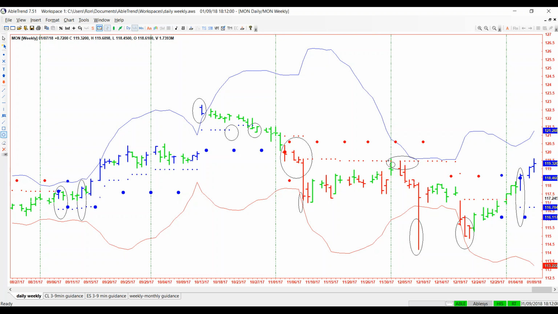Look how accurate these red dots are here. I mean, that's just scary. It goes right up to the red dot twice and stops exactly at the red dot, which we started about 2 weeks before that even happened.